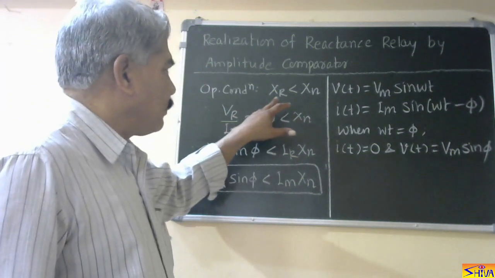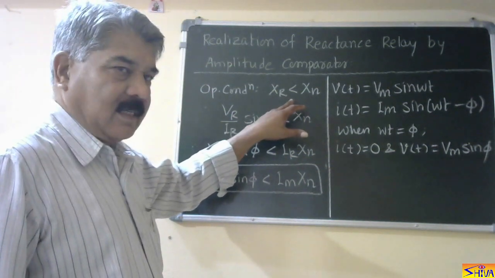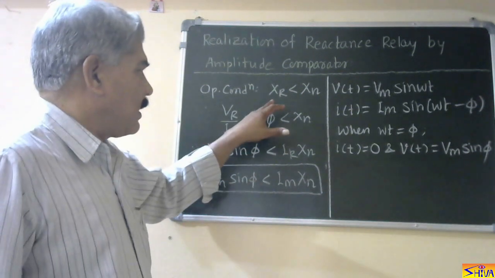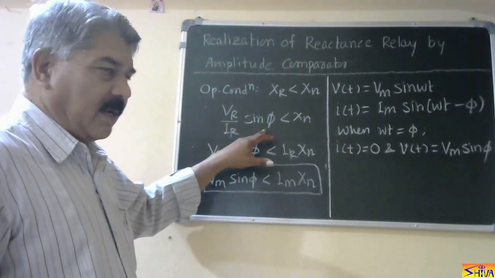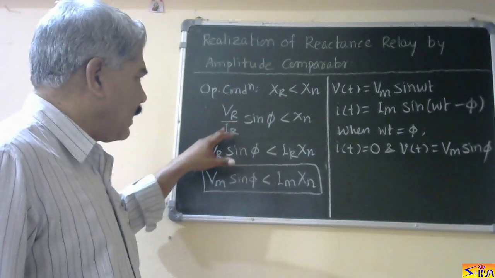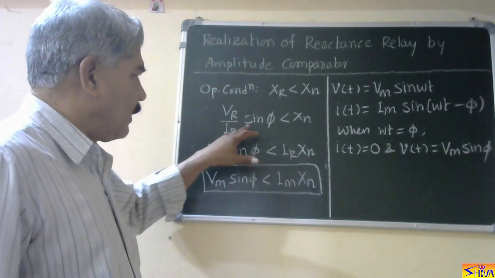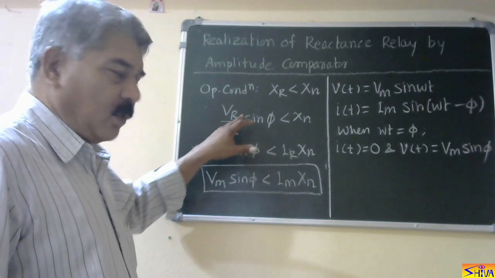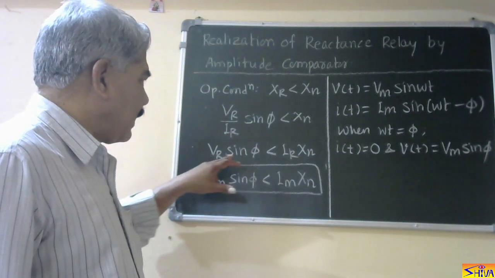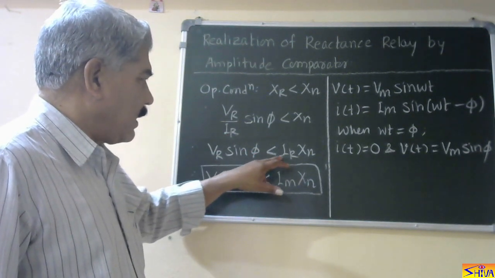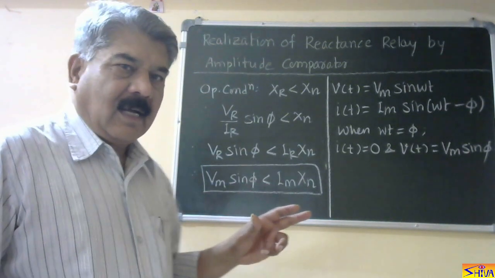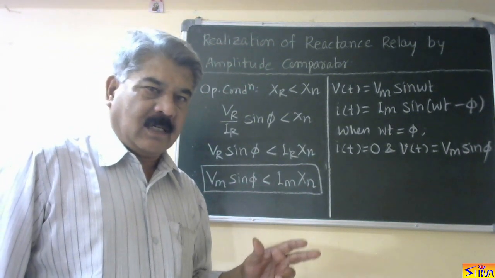Now let us focus on the mathematical equation of this characteristic. XR should be less than XN. Now XR is nothing but ZR into sin phi. ZR is VR upon IR. VR is the voltage measured by the relay, IR is the current through the relay, and phi is the angle between relay voltage and relay current. So this is the condition. Now this can be written as VR sin phi should be less than IR into XN. Here VR and IR are RMS values of voltage and current respectively.